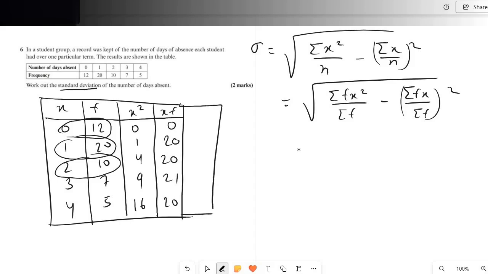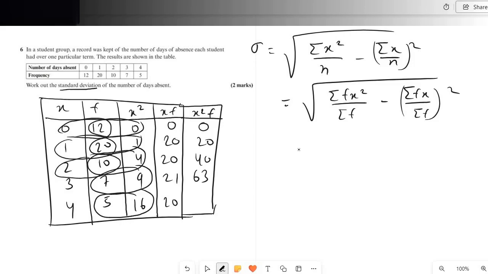And now we find out the product of x squared with f. So simply multiplying these two gives us 0 again. And then 20 with 1 squared gives us 20. 10 multiplied with 4 gives us 40. 7 multiplied with 9 gives us 63. 5 multiplied with 16 gives us 80. So we can now calculate the summation of x squared f, or fx squared.